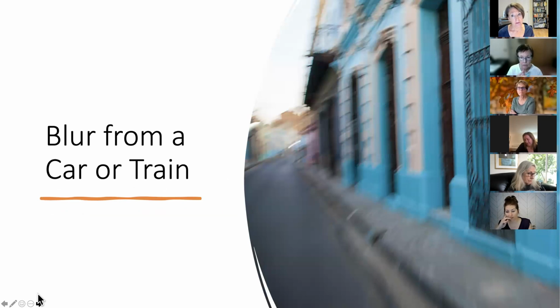But blurring, motion panning, intentional camera movement from a car or a train can be a lot of fun. Has anybody done this where you photographed out of a car or a train and used a slow shutter speed? Becky, you've done it? Yes, but not intentionally. Exactly. It's intentional if we got a good picture and we decided to use it, right? Right, right.